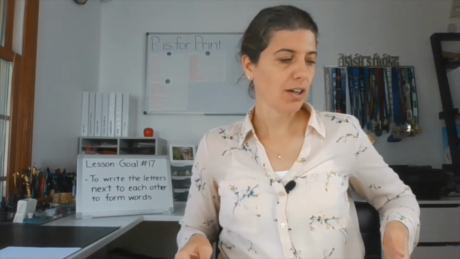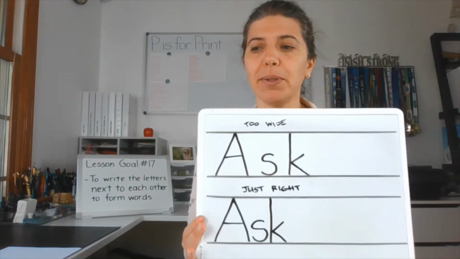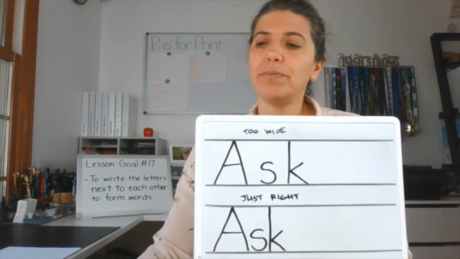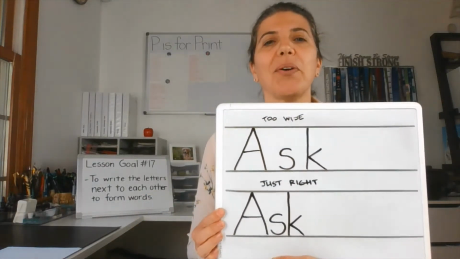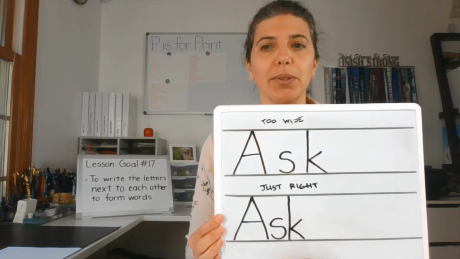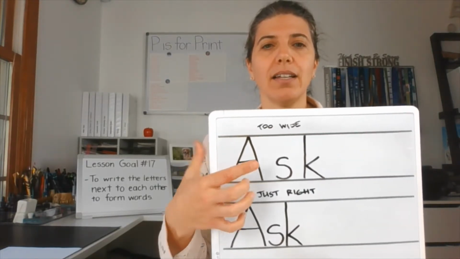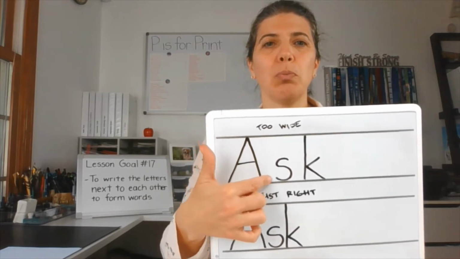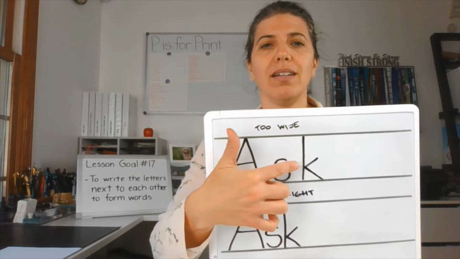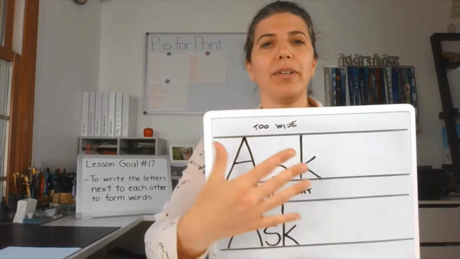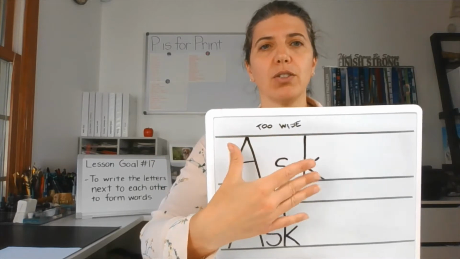So just recall, if you remember from that lesson number 10, just double checking. Okay, so I have two examples. You can see the example at the top. If I have my word ask, do you see how there's just too much space? It's too wide, so it doesn't really form a word. I mean, they're beautiful letters and beautiful prints, but we have to make it so it forms a word.